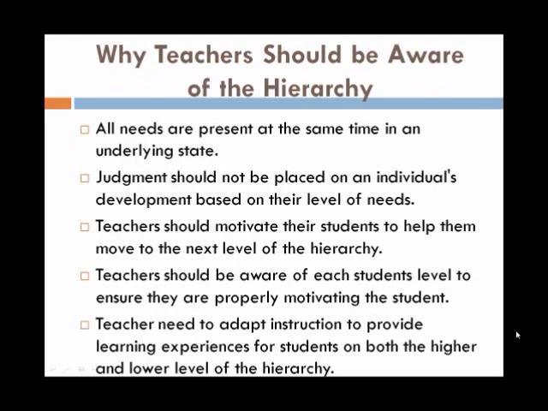It is important to understand that all of the levels of needs are present in everybody at the same time in an underlying state. It is also important to realize that an individual's level of needs should not place any judgment on appropriate development, since advancement depends heavily on socioeconomic status and the environment the child grew up in. Teachers need to pay attention to these factors to have a continuous process of the needs.